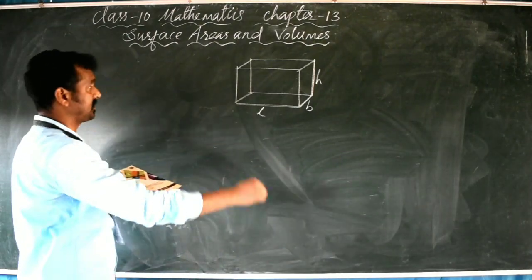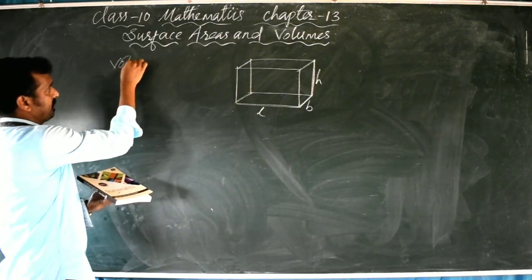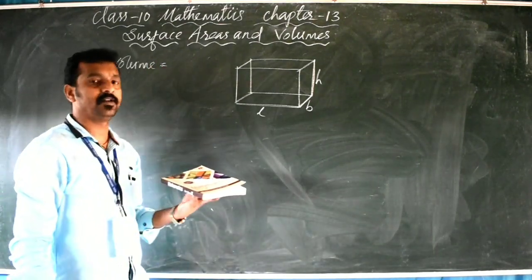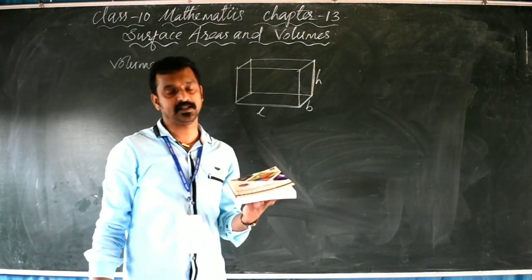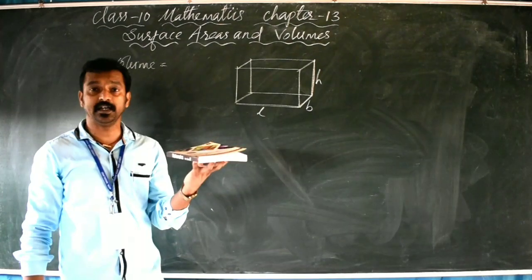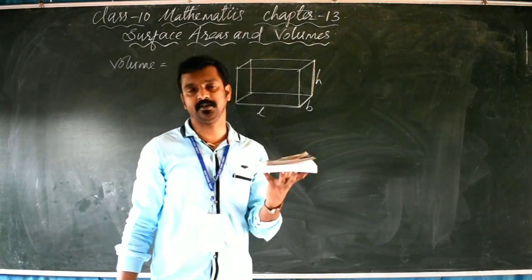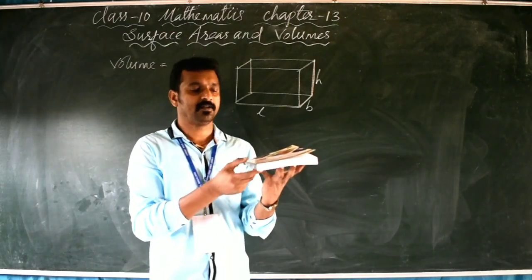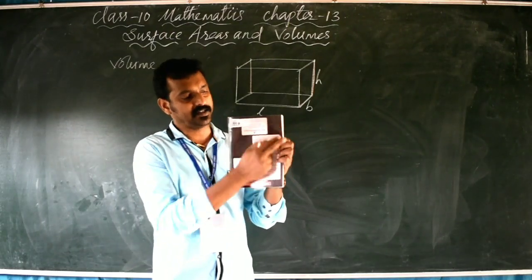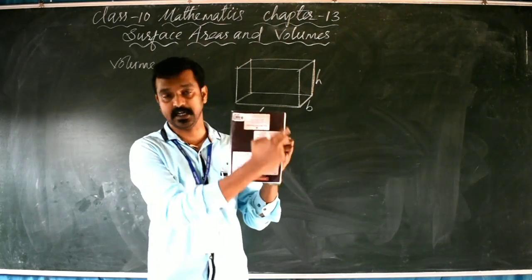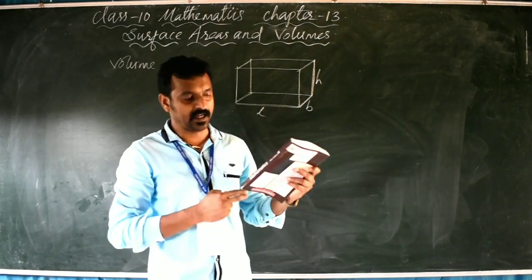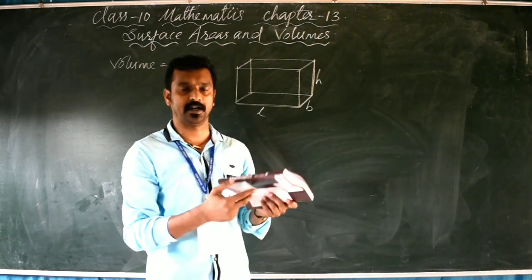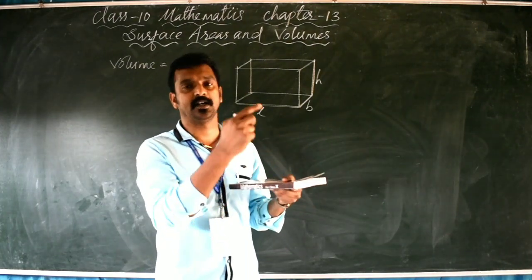So first we are going to study the volume of a cuboid. Volume of any regular solid figure is equal to base area into height. What is this base area? The base is in the form of a rectangle. This one is the length and this is the breadth, so base area will be length into breadth. Into height we have to multiply, that is h.